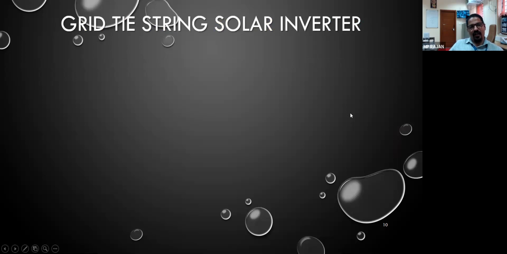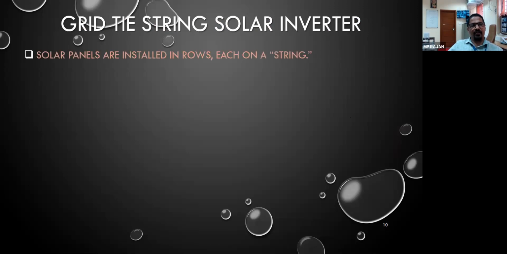There are 2. One is called grid tie string solar inverter. Second one is grid tie central solar inverter. So there is a slight difference between these 2. So both are grid tie. दोनों grid tie inverter होती है.